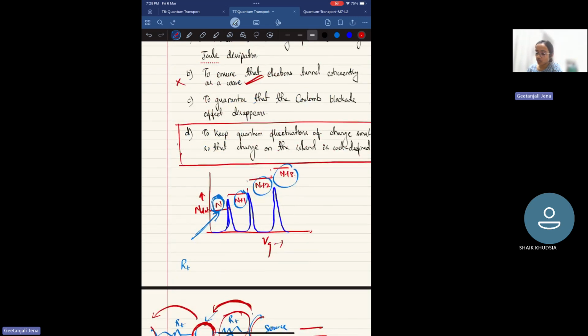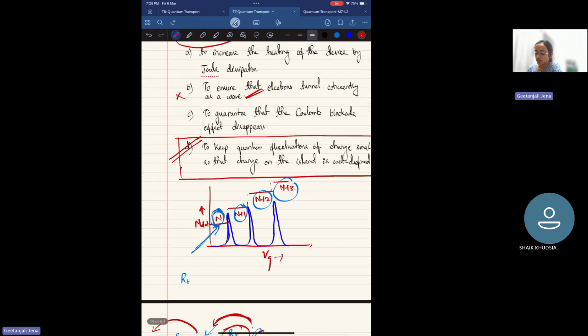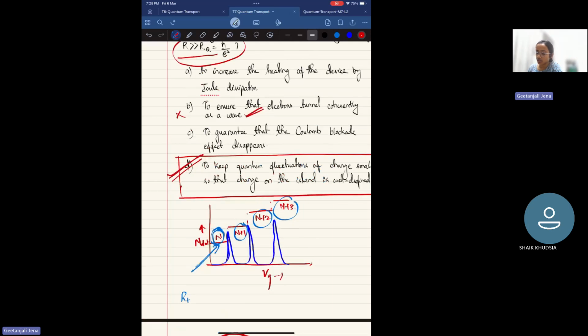So I hope I'm clear. If not, let me know. I will try to clarify it further. So the answer to this question is option D. So R_T is there to keep the quantum fluctuation of charge small so that the charge on the island is well defined. So is it clear?